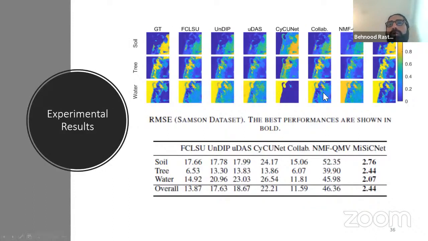And this is for a real data set, which is called Samson. It's a commonly used, widely used data set for unmixing. You have three materials, soil, tree, and water, and this is the comparison between different techniques based on abundance RMSE, and this is the visualization of the estimated abundances with respect to the ground truth.